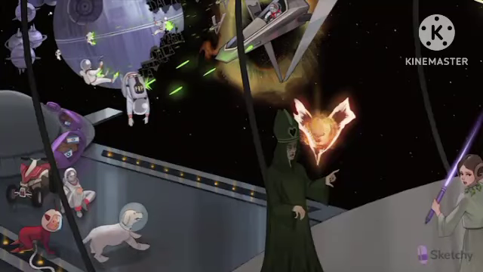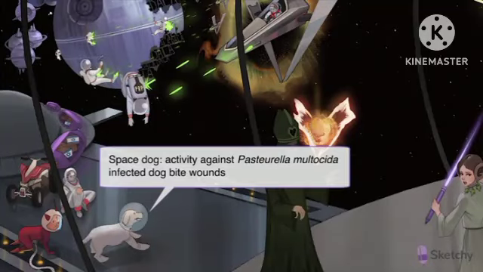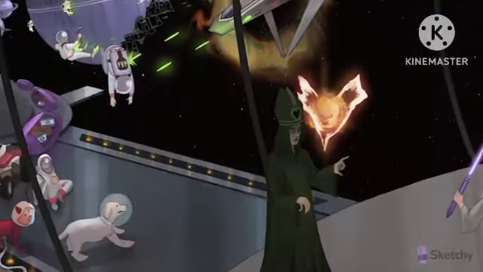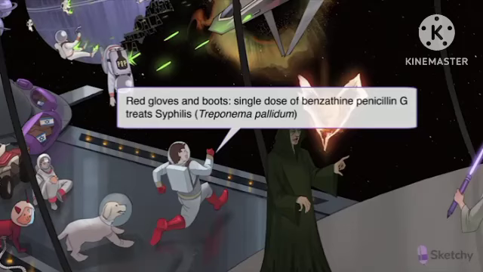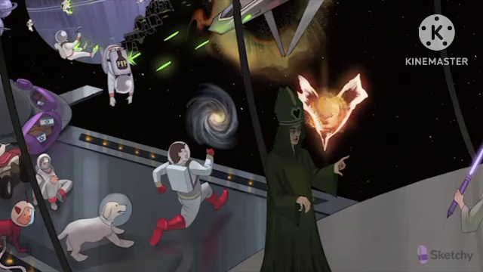Pasteurella infections are commonly caused by dog bites and treated with penicillin, as well as other more broad-spectrum beta-lactams such as ampicillin and piperacillin. Take a close look at the astronaut being chased by the dog. Red gloves, boots, just like the palms and soles rash of secondary syphilis, caused by the spirochete Treponema pallidum. A single dose of benzathine penicillin G provides low but persistent serum levels of penicillin and is standard therapy for primary, secondary, or early latent syphilis. Because it's a spirochete, we've even thrown in a spiral galaxy right behind him.